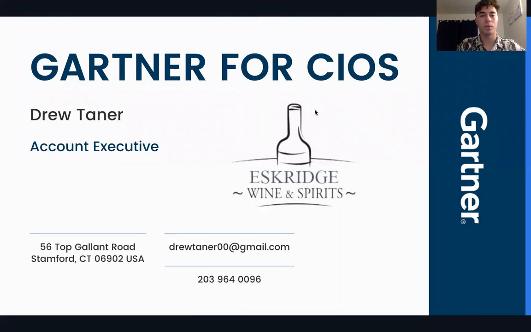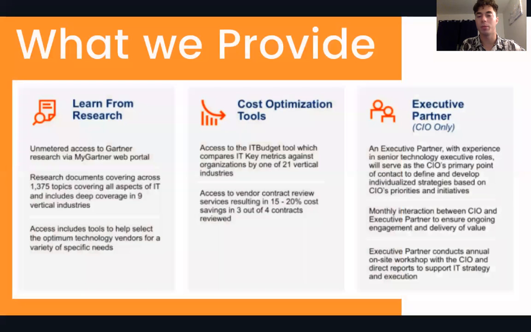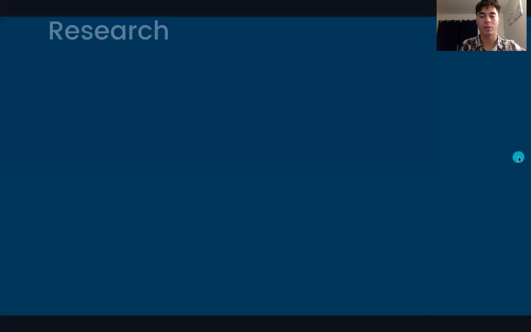All right, so what we're going to be going over here is essentially explaining each of my slides and how they pertain to the client. So this is just the intro slide, nothing extremely important here, but now we get into a brief overview of my presentation and what it's going to look like. So we're going to start with the research, go into the cost optimization tools, and then we have the executive partner, which we discuss. So going from here, we're going to start with the research.